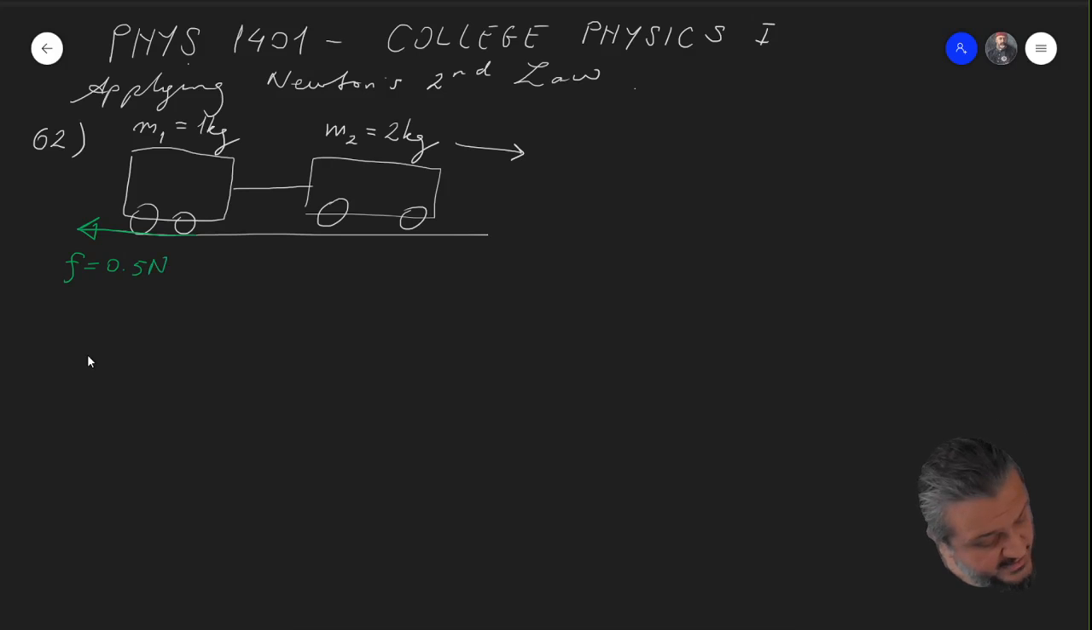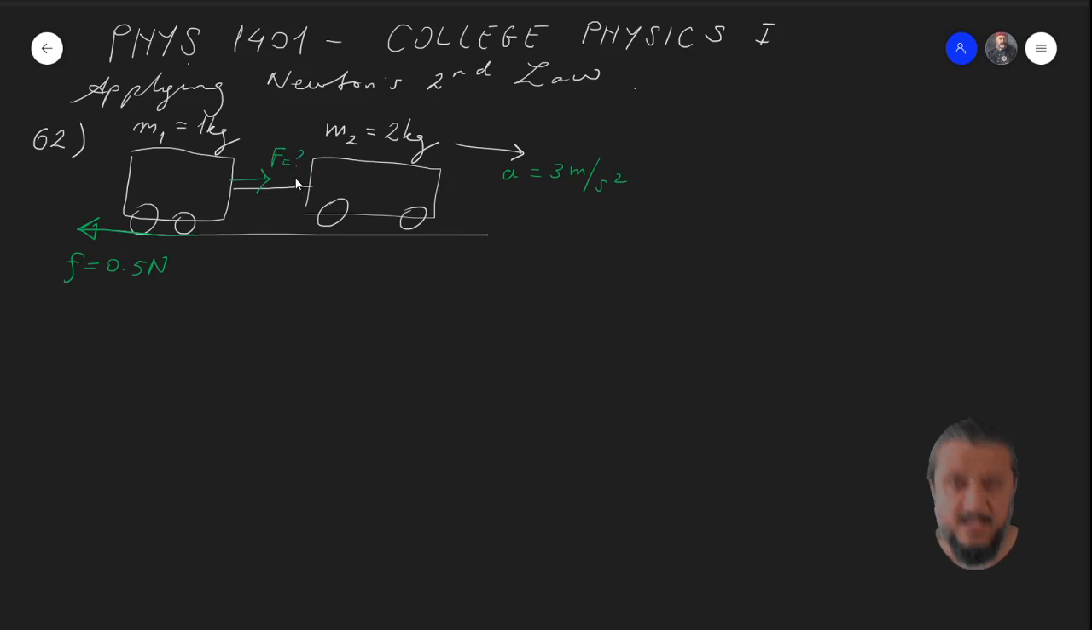And here's the question: if the train's acceleration forward, which is to the right, is 3 meters per second squared, so the acceleration is equal to 3 meters per second squared, what is the magnitude of the force exerted by the locomotive on the caboose? All right, this force here, what is that?